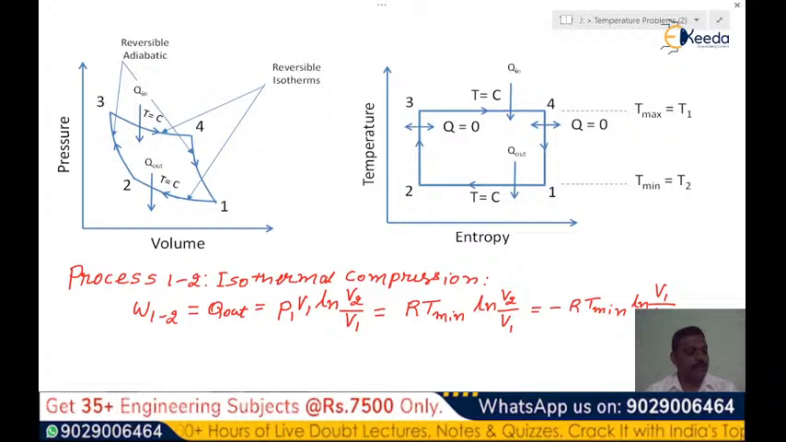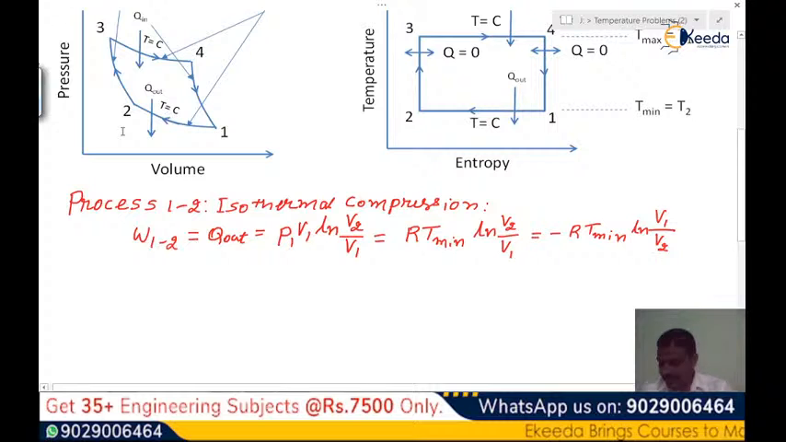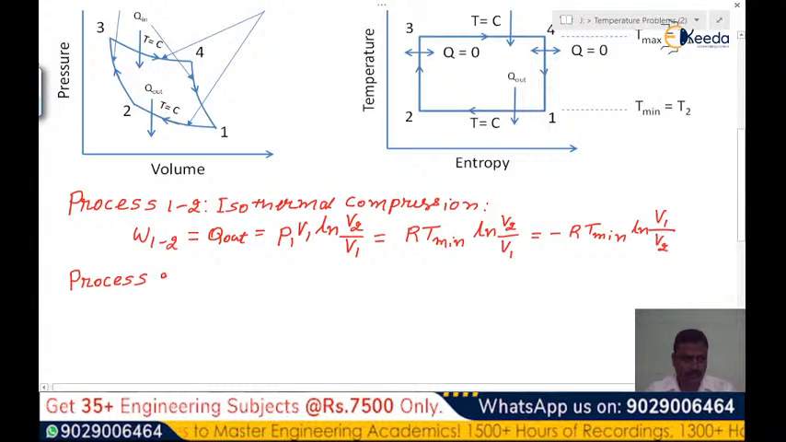So this is the process 1 to 2. It is isothermal compression, during which heat is rejected to the heat sink. And then the next is process 2 to 3. The process 2 to 3 is adiabatic compression, during which no heat interaction takes place. So let's see what happens in the process 2 to 3. Process 2 to 3 is reversible adiabatic compression.